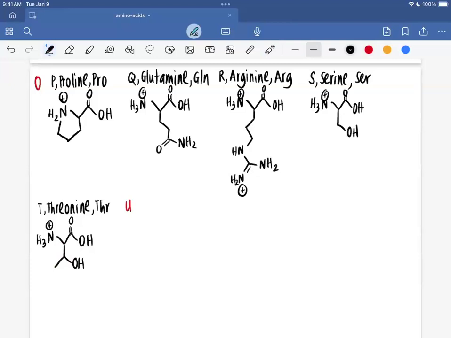U does not represent a naturally occurring amino acid. So we go to V for valine and has three-letter code VAL. Starting off with our amino acid backbone, valine has the alpha carbon, beta carbon, and two gamma carbons. It looks like an upside down V.